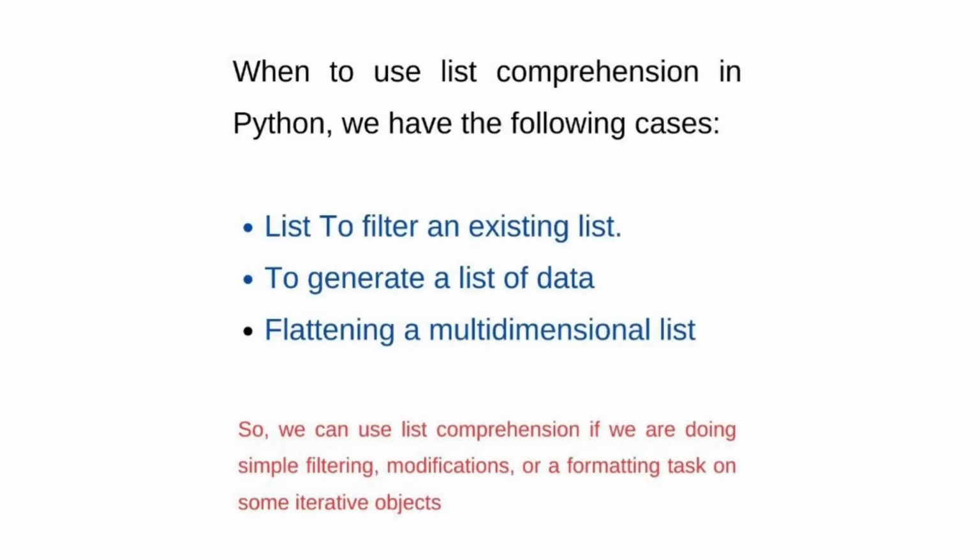When to use list comprehension in Python? We have the following cases: to filter an existing list, to generate a list of data, flattening a multidimensional list. So we can use list comprehension if we are doing simple filtering, modifications, or a formatting task on some iterative objects.